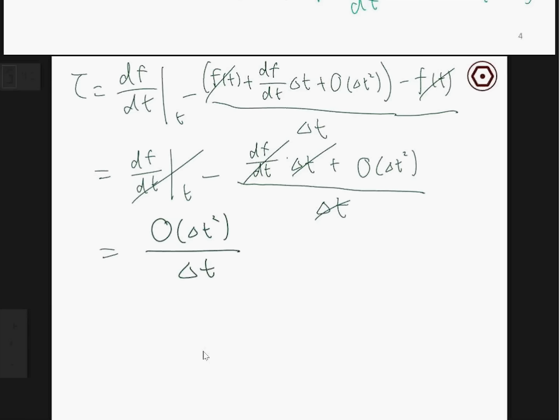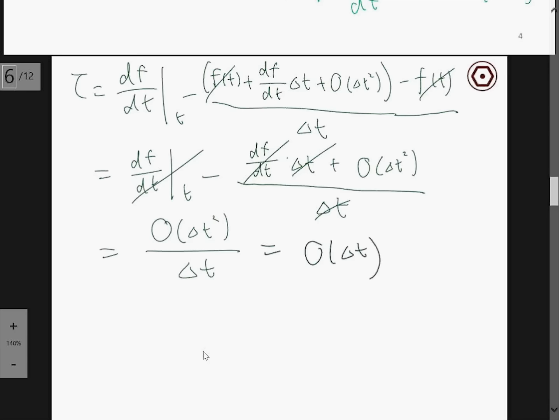Now, if O(delta t squared) contains all the terms that have delta t squared or higher, then if it's divided by delta t, what do you get? O(delta t) exactly. All right. So what we know is that the truncation error is order delta t, which means it decreases as delta t.